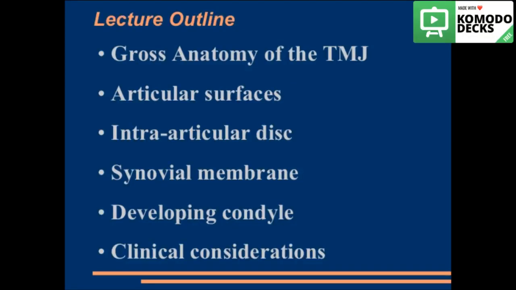Firstly, we'll talk about the gross anatomy of the TMJ, and then we'll go into the microscopic histological features of the articular surfaces, intra-articular disc, and synovial membrane. We will talk later about the developing condyle, and lastly, an overview of the clinical considerations.